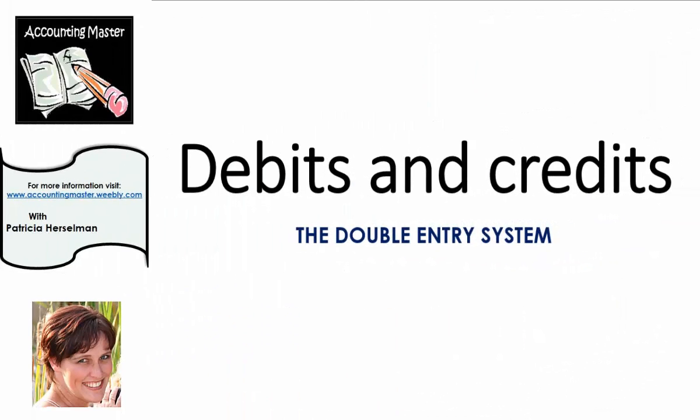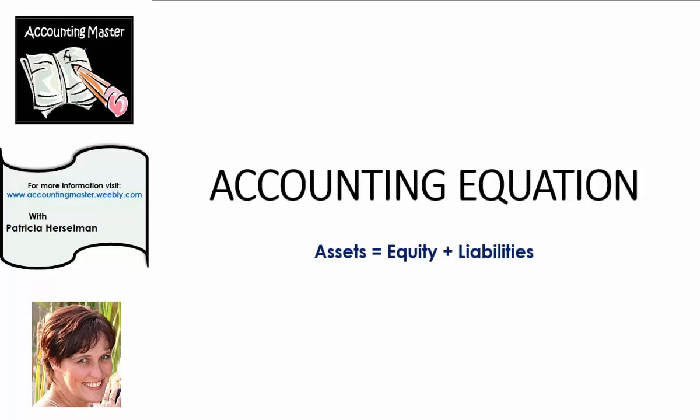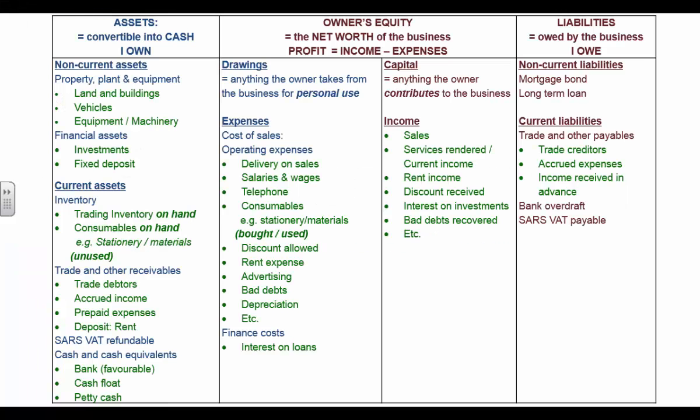Today's lesson is about debits and credits and the double entry system. But before we begin with today's lesson, let us look at what we did in the previous lesson. We discussed the accounting equation. Assets equals owner's equity plus liabilities, or just assets equals equity plus liabilities.